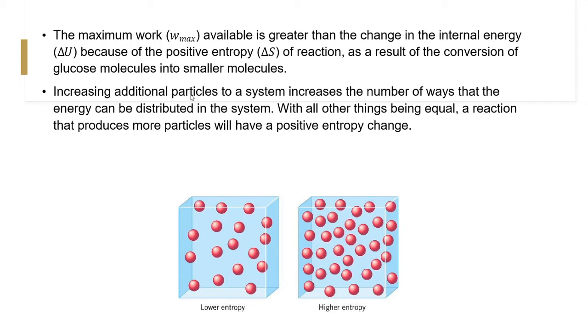So adding additional particles to the system will increase the number of ways that the energy can be distributed in the system. Okay, so the reaction will produce more particles, will have a positive entropy change, so that leads to a higher amount of maximum work.